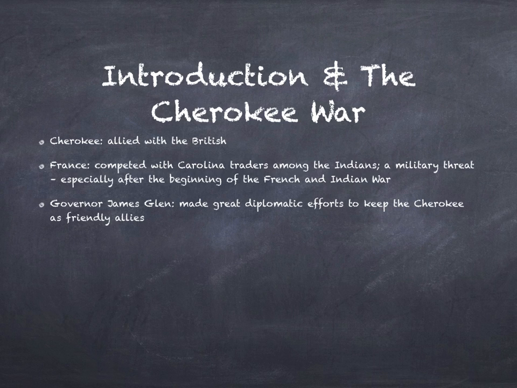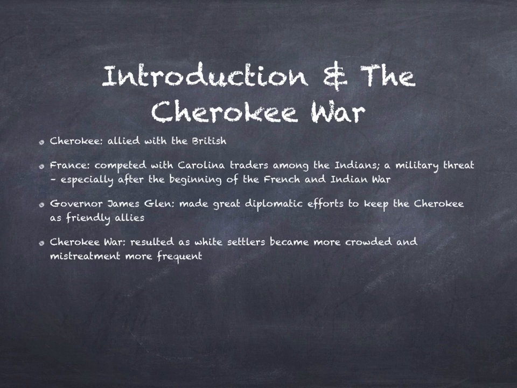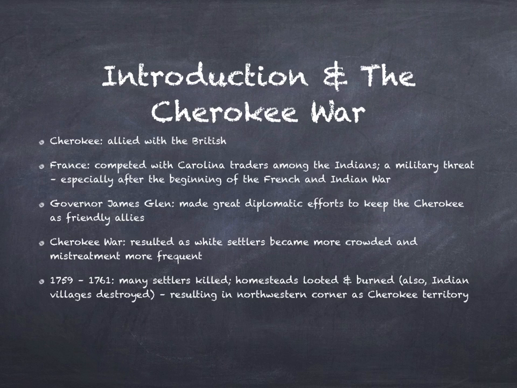As a result, because of the way that the white settlers were treating the Cherokee, and because so many of the white settlers are migrating into their area, the Cherokee War breaks out. From 1759 to 1761, many settlers and Native Americans will be killed. The Native Americans will attack white settlements and kill men, women, and children, and vice versa, many white settlers and colonial militia will attack Native American villages and kill men, women, and children. So it's sort of tit for tat.